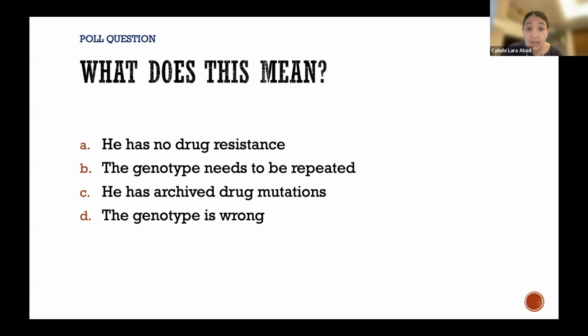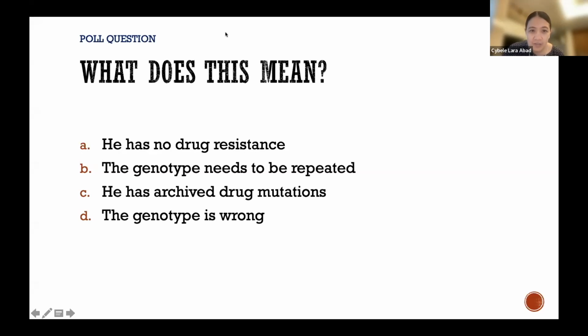Okay, so it looks like out of about half who answered, the answers are kind of split. About 48% think he has no drug resistance, as the genotype shows. About 28% think the genotype needs to be repeated, and about a quarter, or 25%, think he has archived drug mutations. And we'll talk about it. Thank you very much. We reached 85. That's very good.